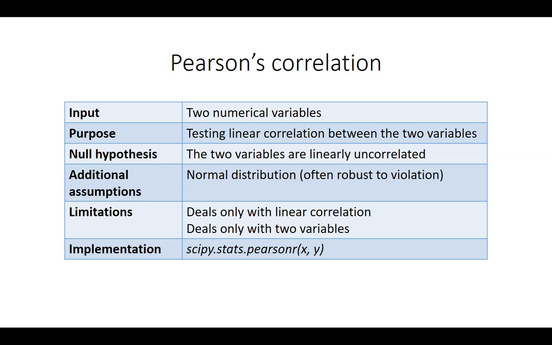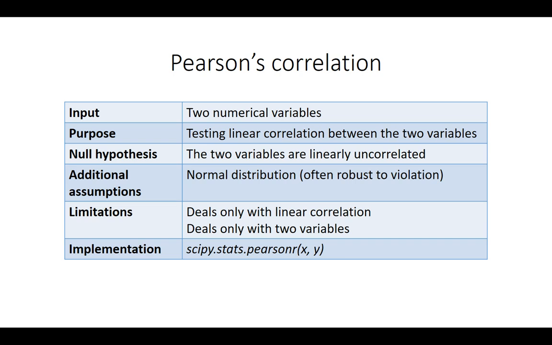So one thing is, like is explicitly written here, it deals only with linear correlation, OK? So it won't deal with more general types of correlation. And it deals only with two variables, OK? So if you have more variables, again, you cannot really use Pearson correlation.